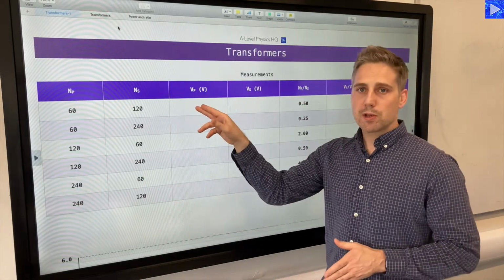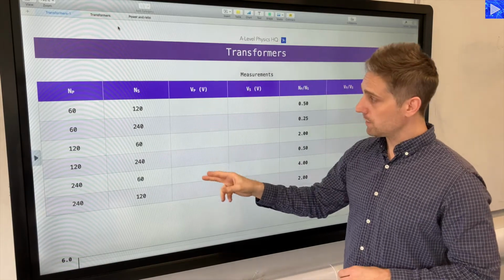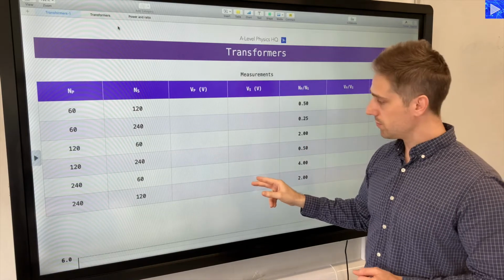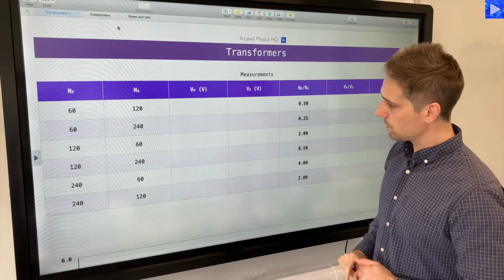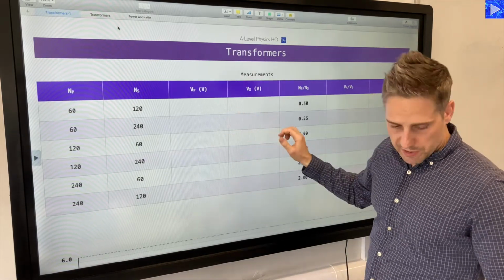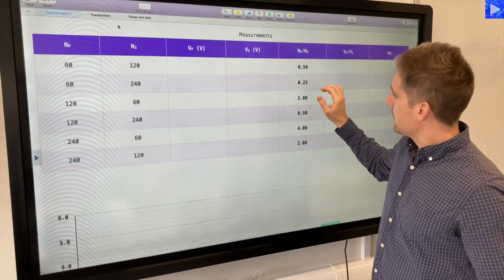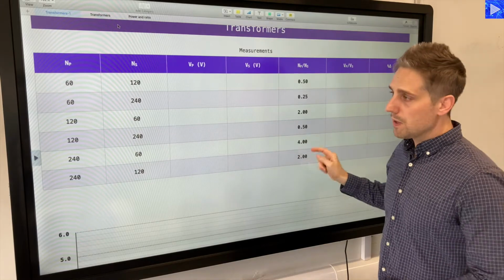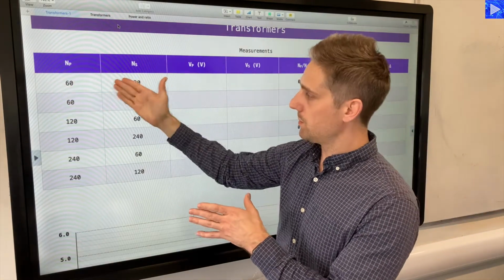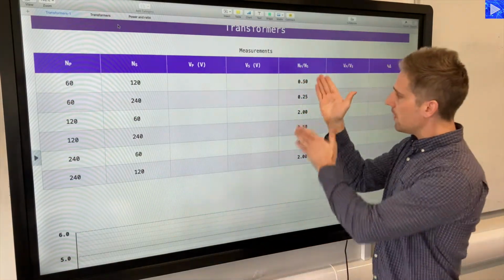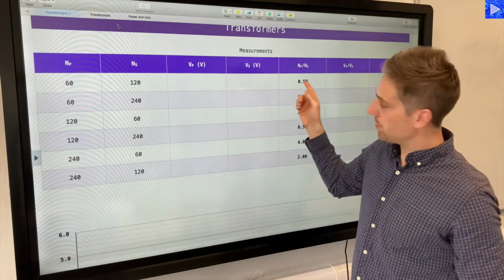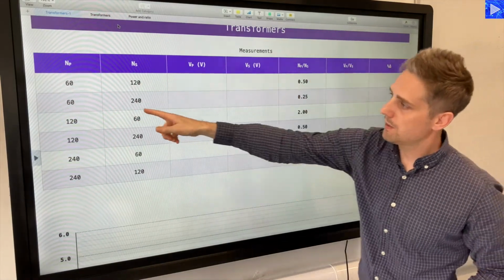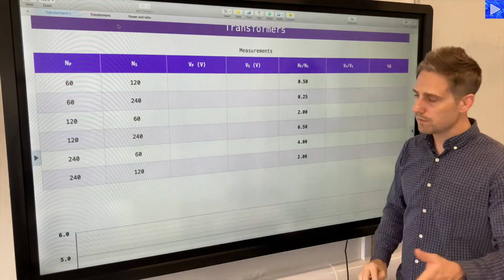Okay, then we put here our potential difference readings. So this was the primary potential difference, and this is the secondary potential difference. What we're going to do over here is calculate the turns ratio. Since we already know the numbers of turns that we had, I've already calculated those. So it's simply NP divided by NS. So 60 over 120 is a half, 60 over 240 is 0.25.